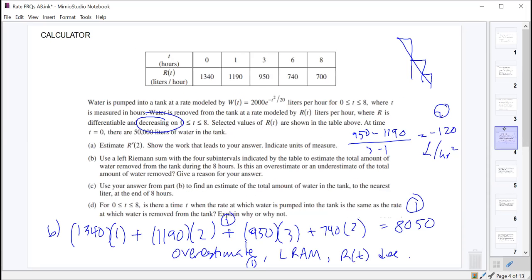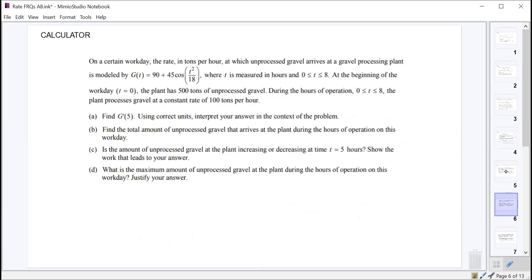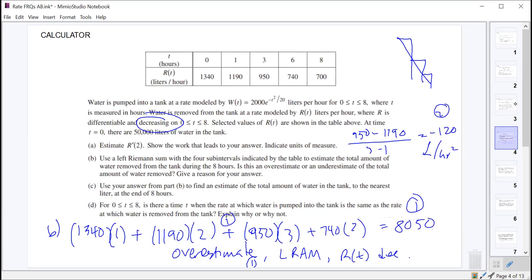50,000. I don't know what keeps happening to this. I lost my whole page.